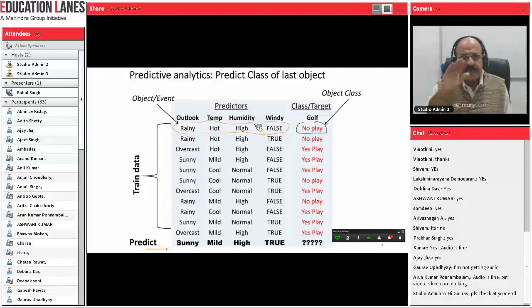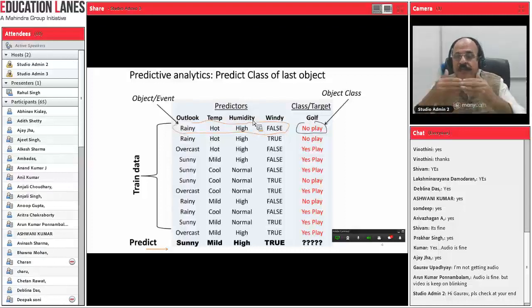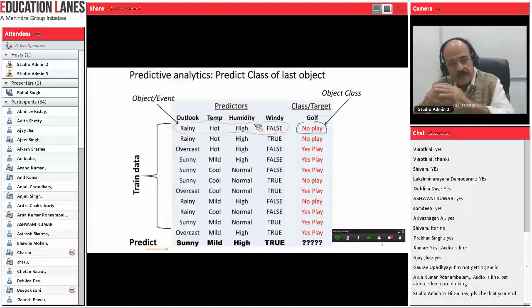Given these weather conditions, for example, rainy, hot, high, and false, windy is false, humidity is high, then it says that most likely the golf would not be played, and for certain other weather conditions the golf would be played. The job of this algorithm is to search for patterns which lead to playing of golf and search for those patterns which lead to not playing of golf. It is possible that in a certain weather condition, golf was played, and in the same weather condition, golf was also not played. It is possible.